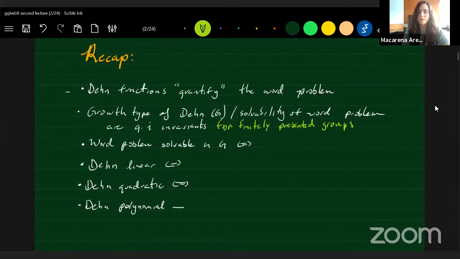And we commented on the fact that this is no longer true if we reduce the hypothesis to not finitely presented, so to the general class of finitely generated groups. We also saw that the word problem is solvable in G if and only if the Dehn function of G is recursive. And we saw that this was equivalent to asking for any isoperimetric function for the group to be recursive.